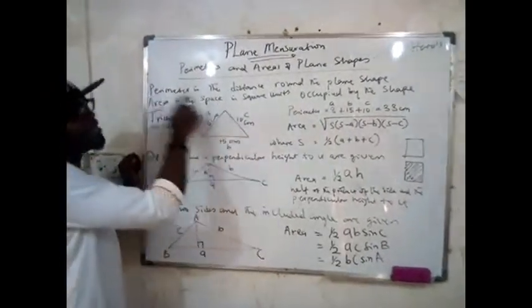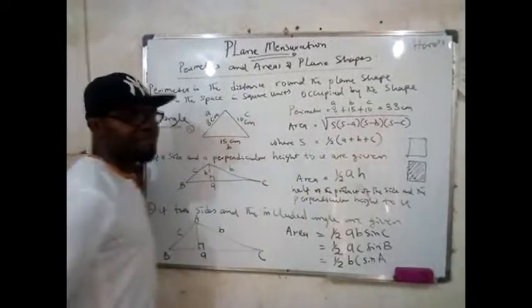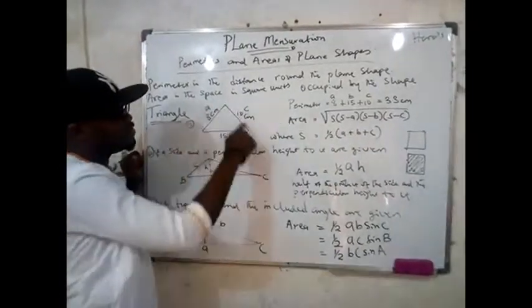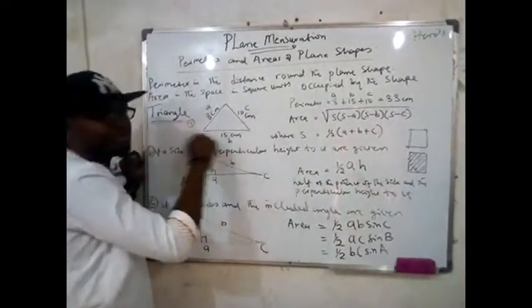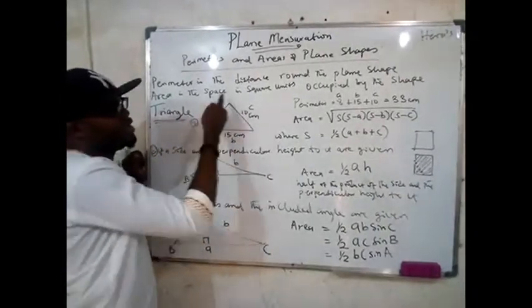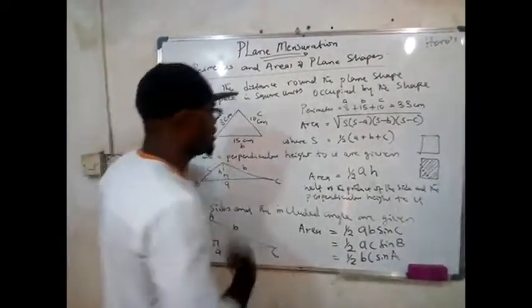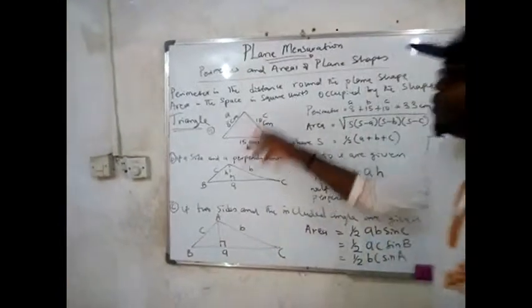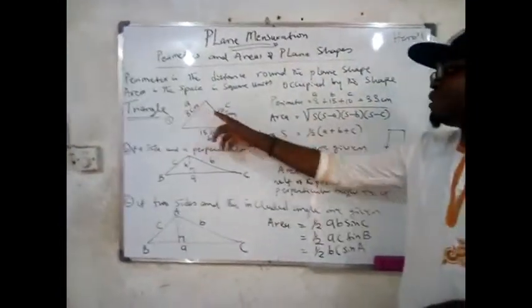I will say that perimeter is the distance around a plane shape. Is that clear? Are you seeing this plane shape? What is the distance around it? This side plus this side plus this side. Is that not the distance? So if you are told to calculate the perimeter of this triangle, it's simply a plus b plus what?